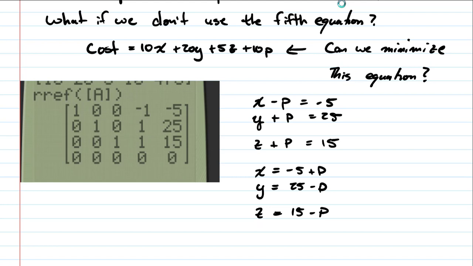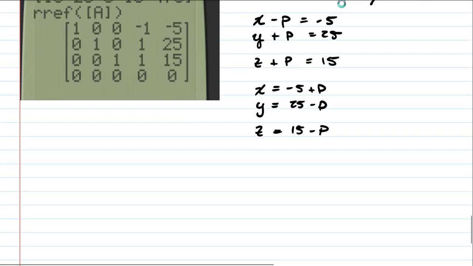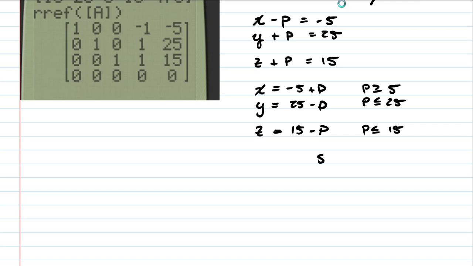So once again, we'll notice that we are going to get some constraints on this entire thing. So -5 plus p, well, x represents the number of cars. This would suggest that p has to be greater than or equal to 5. Our second equation tells us that p has to be less than or equal to 25, and our third equation tells us p has to be less than or equal to 15. So the first observation we're going to make is that p, whatever it is, has to be between 5 and 15 for our solution to make sense.